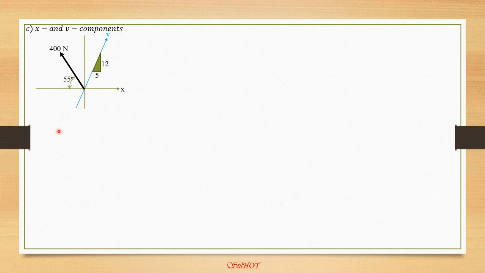Part C, x and v components. So again, we draw the force and we have the x and the v axis. From the tip, we draw lines parallel to the v and the x axis so that we can determine the sign of the components. This is arctan of 12 over 5 because the slope of the axis is given. So the measure of this angle is also the angle of this right triangle here: arctan of 12 over 5, 67.38 degrees. This angle here is also 67.38, remember, parallel to v, and this is the x-axis. So this remaining angle is 180 minus 67.38 minus 55, so that's 57.62 degrees.